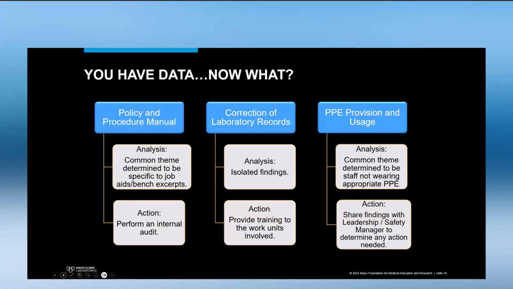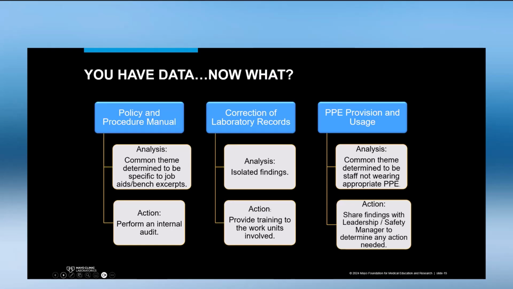Once you've determined if there's a root cause or a common theme, then you can look at what kind of follow-up action can be performed to close the gap identified. A couple of examples that we created here: policy and procedure manual. So you had multiple findings across that. You look at what the objective evidence is, and you determine that it's specific to job aids. So then you think about what kind of follow-up action you can do. Maybe you want to perform an internal audit and get in the lab and look at those job aids.